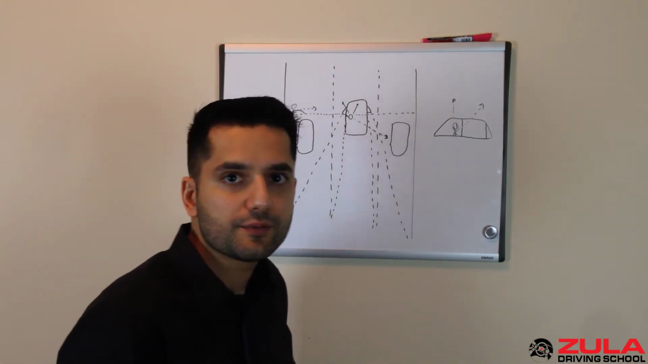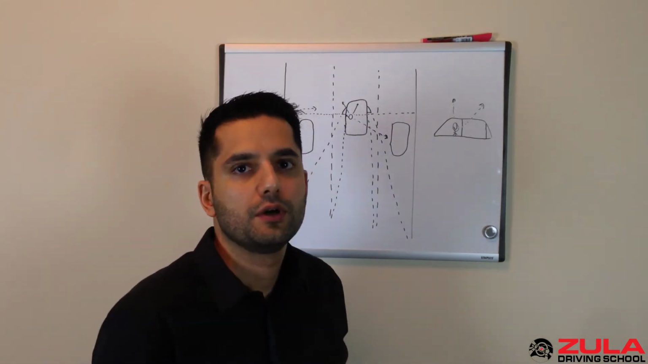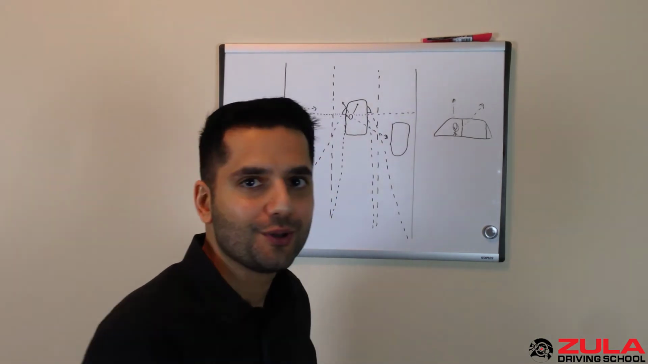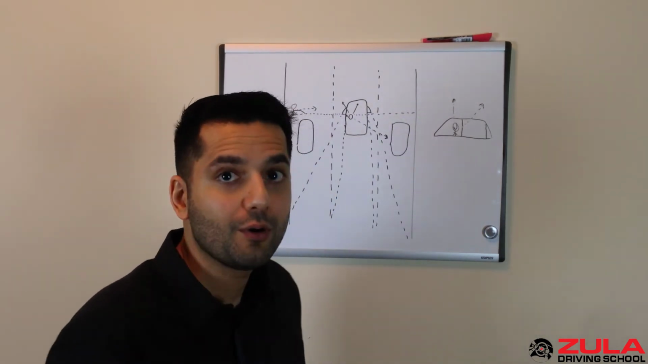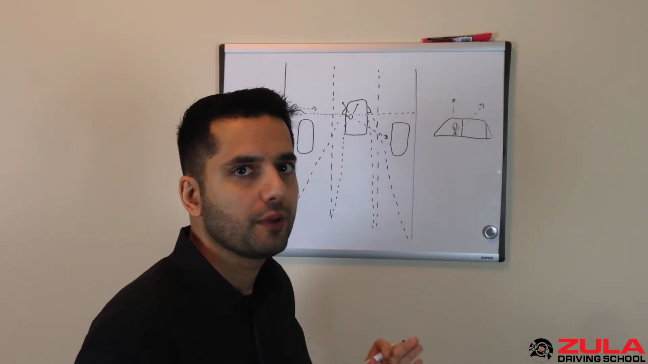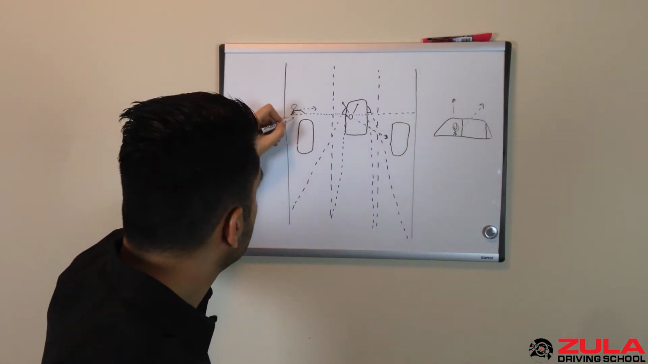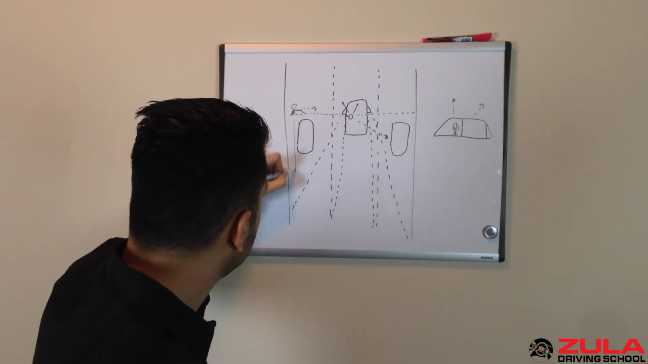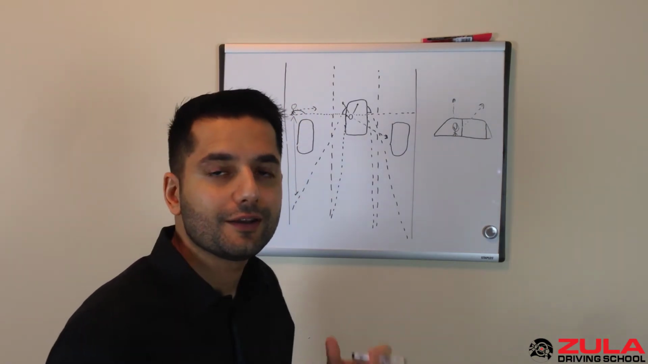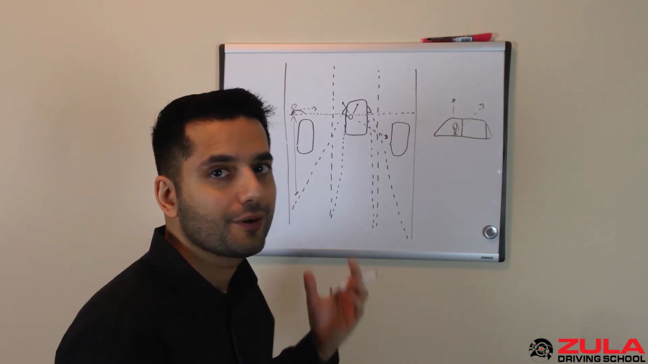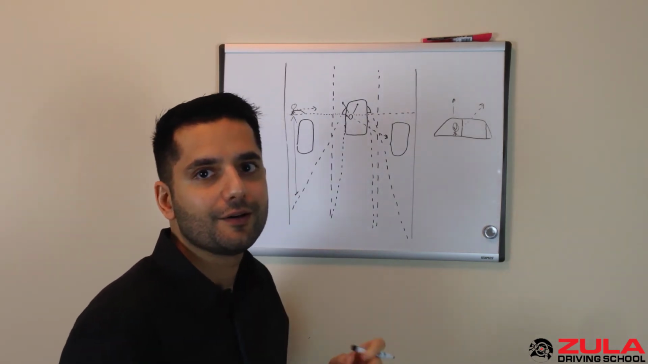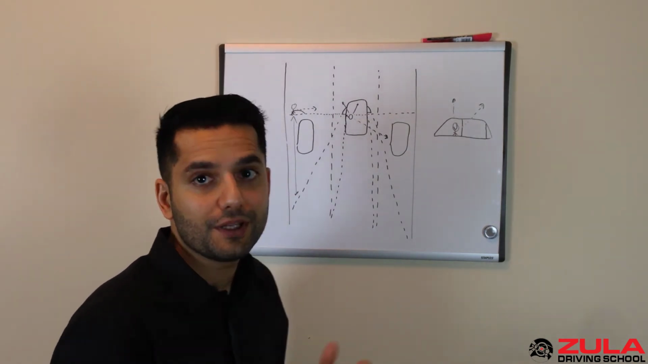So in our lessons, we actually take you into a parking lot and we show you with cones where your blind spot begins and where it ends. And then we have you tell us what could fit in here. You could hide a pretty big vehicle here and you would probably not see it in your blind spot.